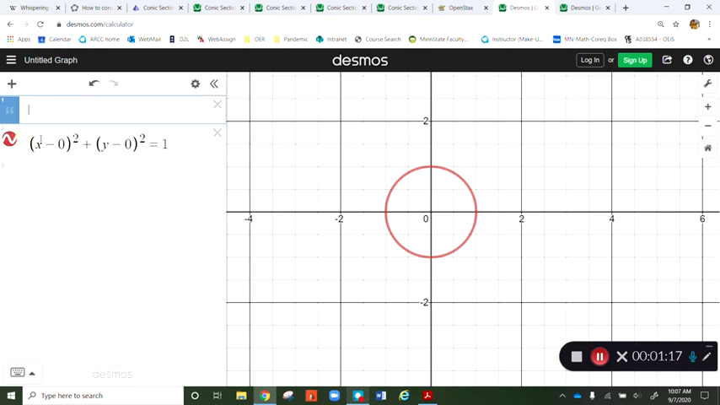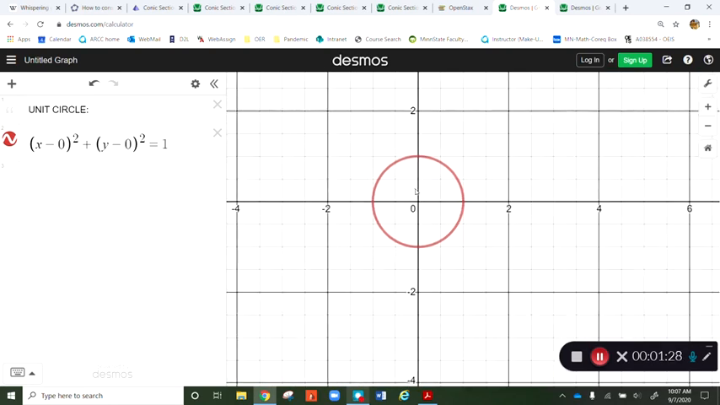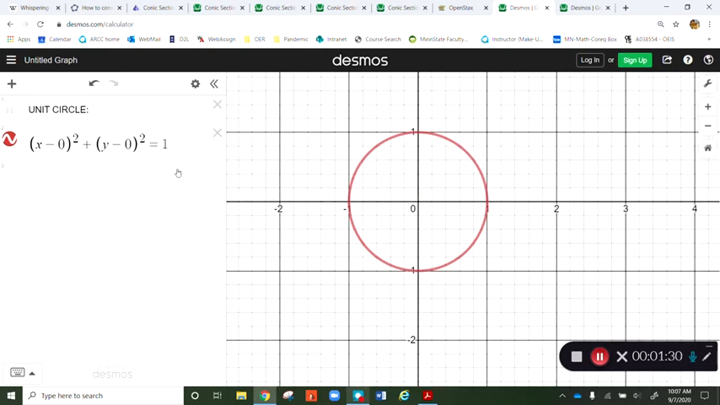Let's put a label on this thing. This is called the unit circle. It's a special name for it. We're going to deal with the unit circle a lot in this class later on, especially. But for now, I want to take this unit circle and talk about shifting it around.